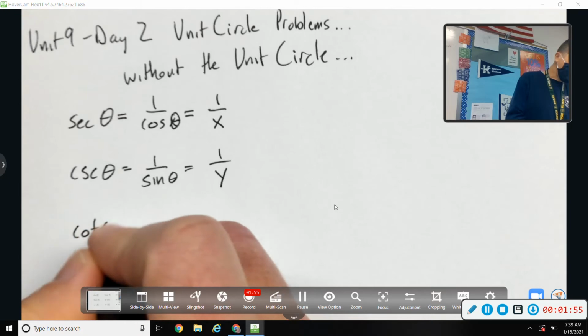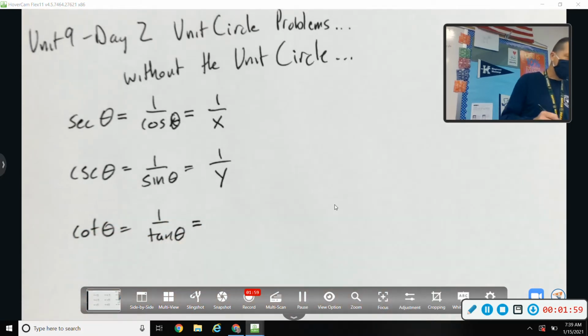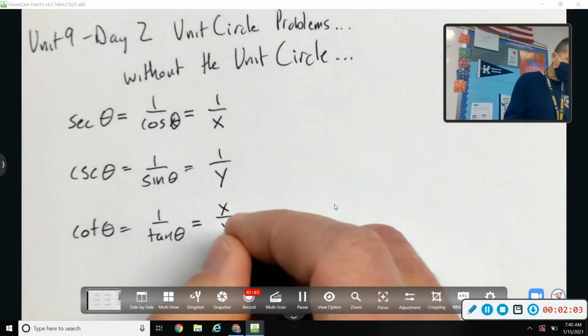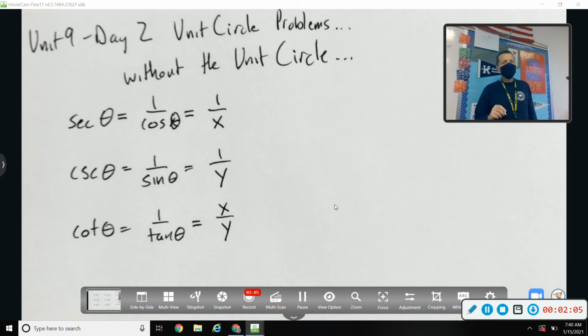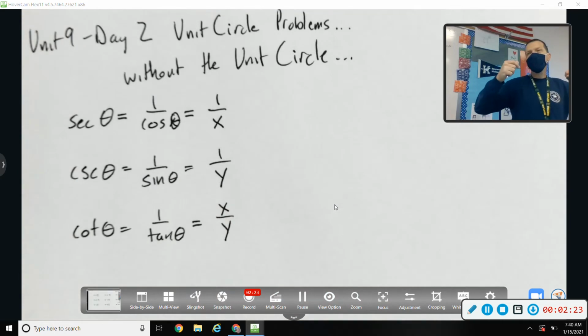And cotangent is 1 over the tangent. Tangent's y over x, so if we flip that over, we do x over y. So now we know all of the 6 trig functions from the unit circle. Cosine goes with x, sine goes with y, tangent is y over x, and then the others are all reciprocals. So as long as I remember who they're partners with, it's not a big deal.